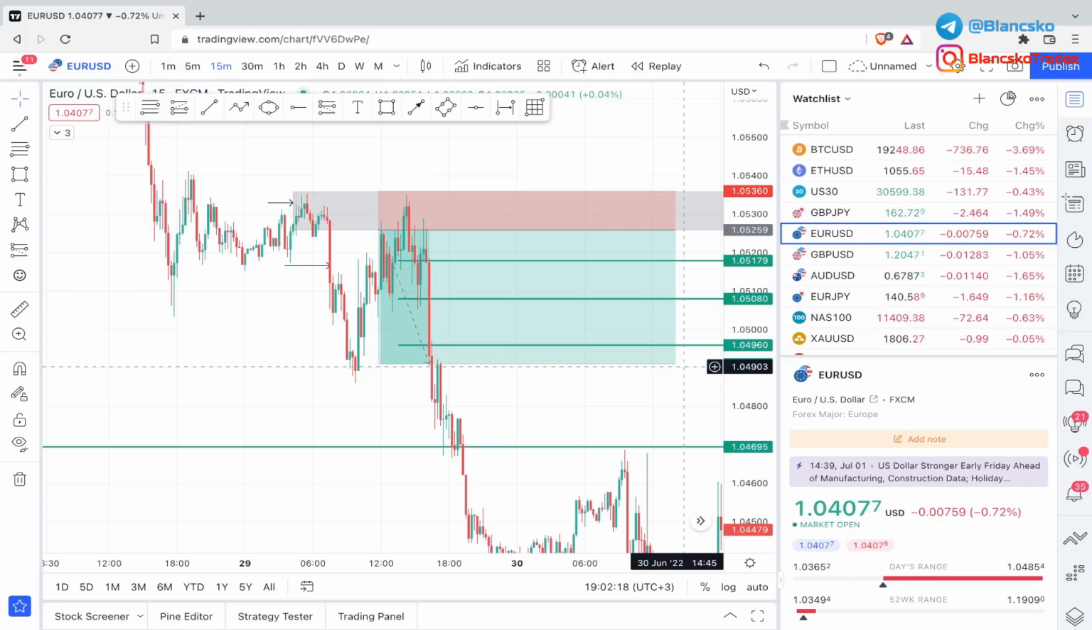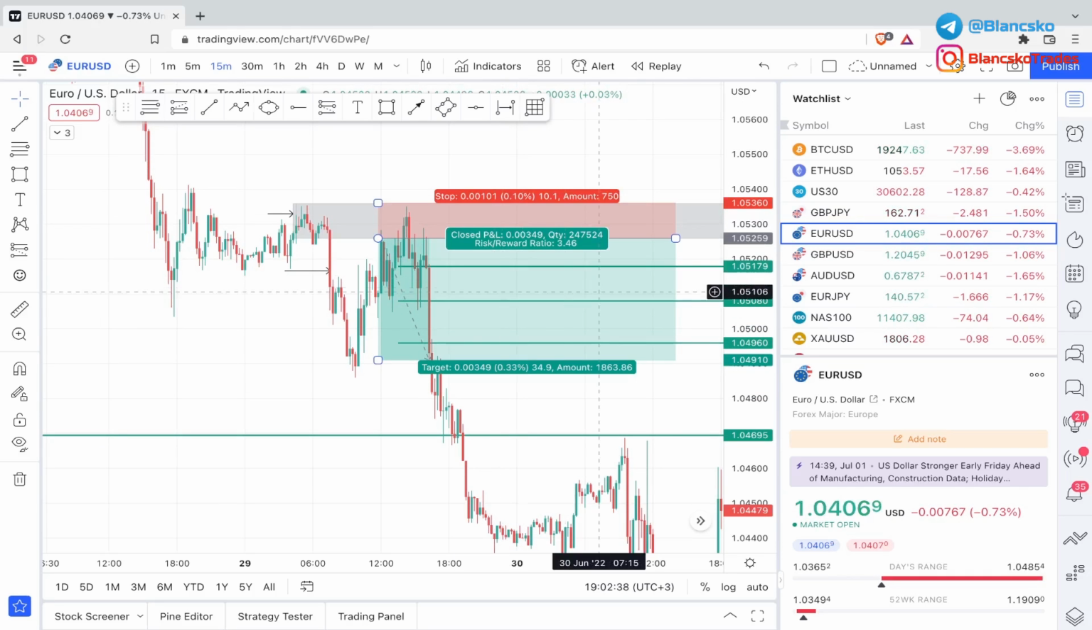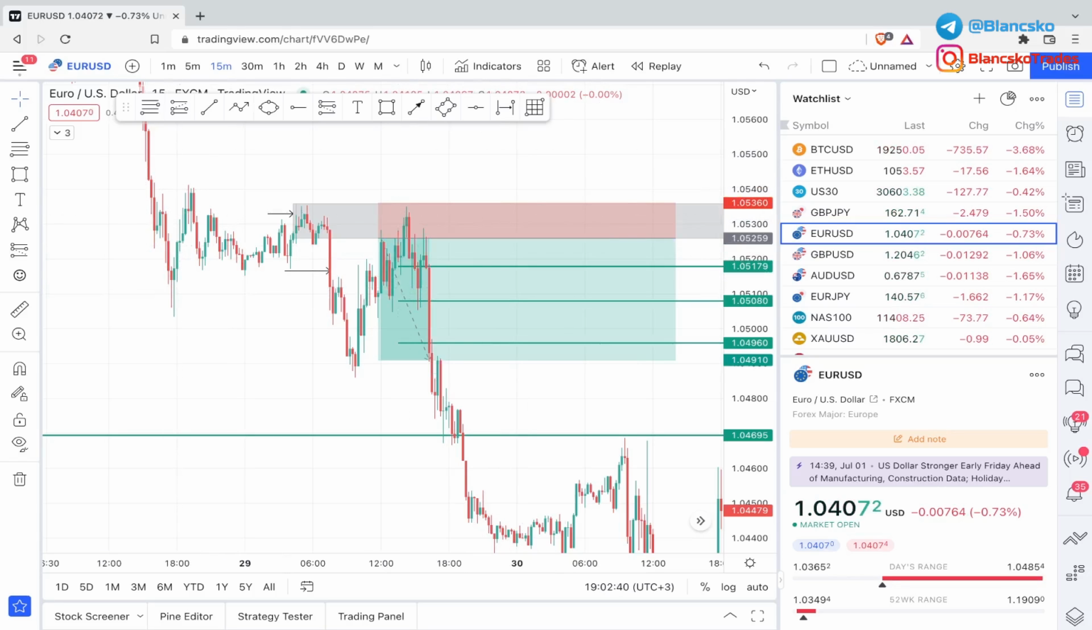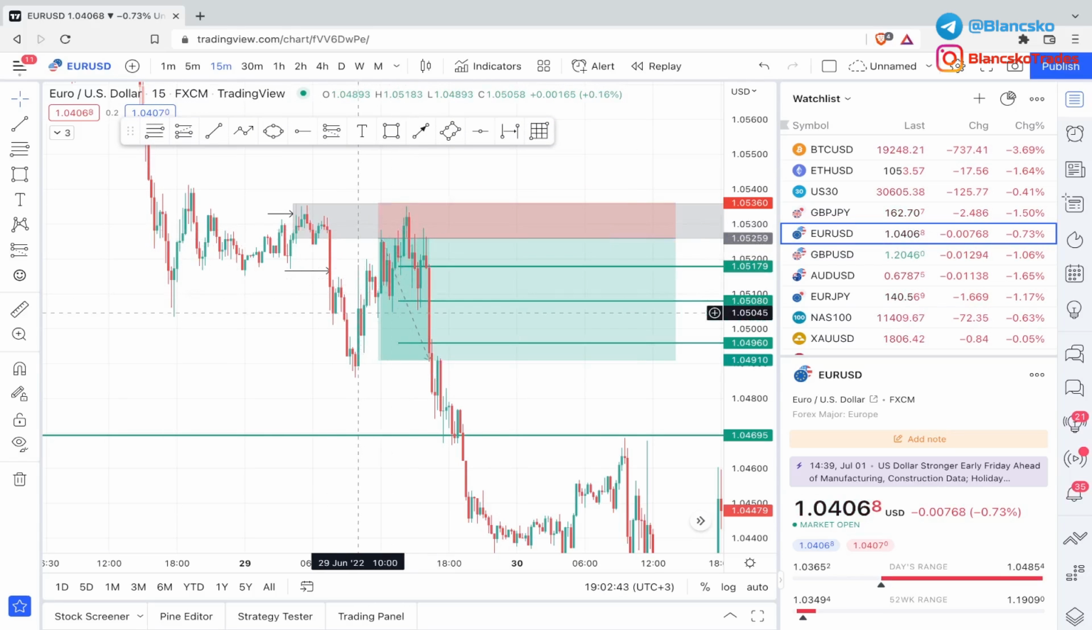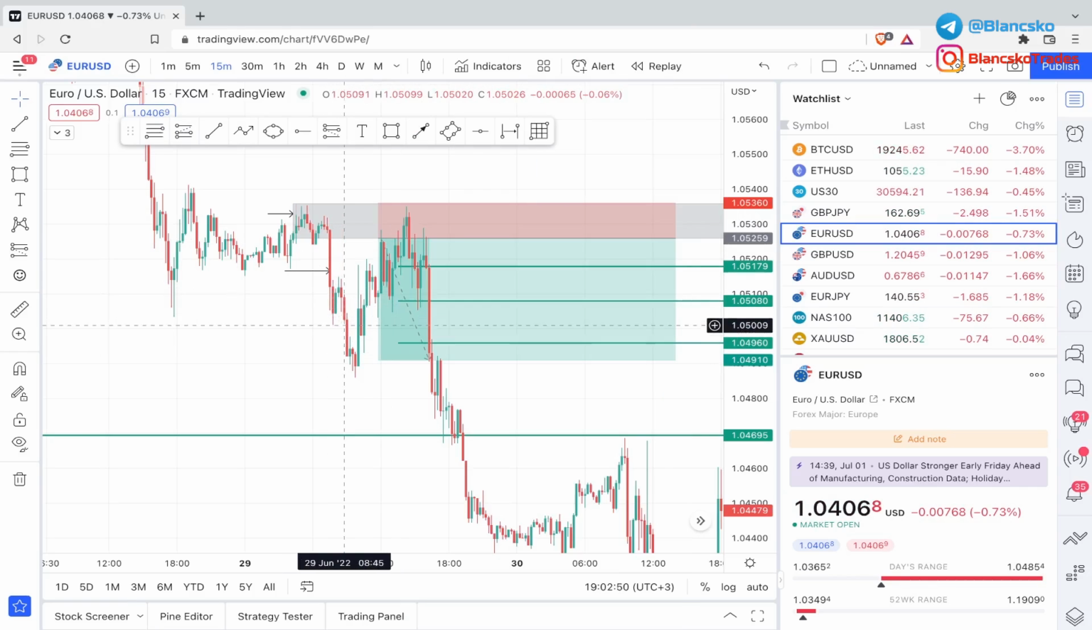Alright guys, so now I am back at my desktop and I want to show you an example of a pending order that was sent in the VIP on the 29th of June, which was 2 days ago. There are plenty of signals sent there every single day, so feel free to check the group out. But basically I sent a sell limit on Euro USD. The signal was sent at 8:50 in the morning my time. I will attach a screenshot right now so you can see when I sent the signal, which was around right here, where this candle was.